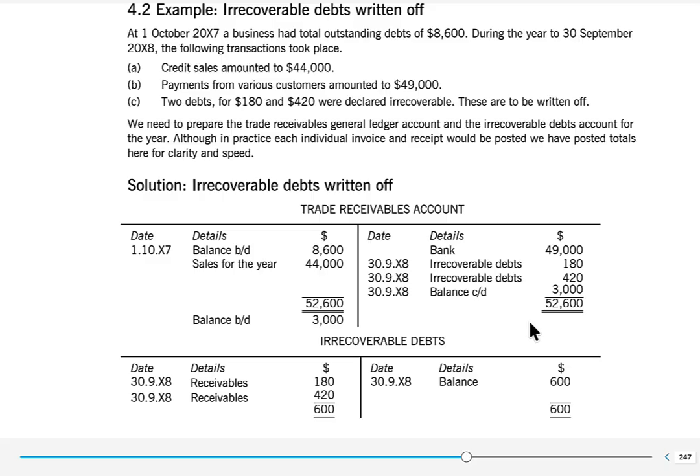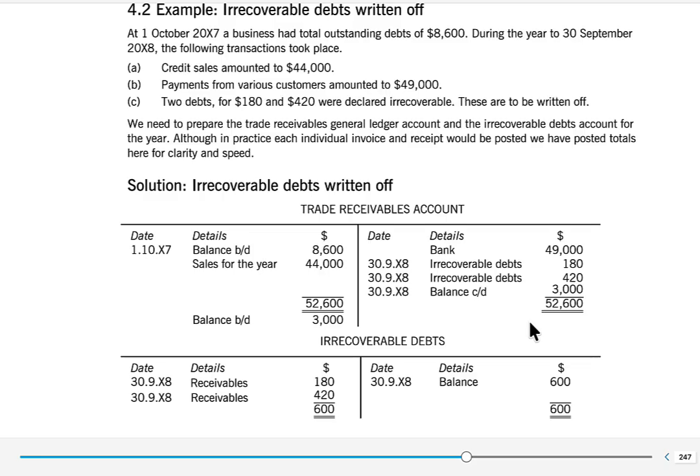Now think like an examiner. They want you to update the trade receivables control account and show the irrecoverable debts account. Trade receivables control account logic. Start with opening receivables. Debit balance brought down, $8,600. Add credit sales, because sales on credit increase receivables. Debit sales, $44,000. Subtract what customers paid. Cash received reduces receivables. Credit bank, $49,000. Subtract irrecoverable debts. Writing off reduces receivables. Credit irrecoverable debts written off, $600.